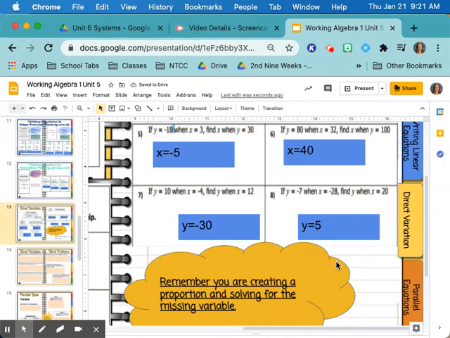Okay, your assignment, I'm going to pass it out. You are only doing 1 through 12, and then tomorrow we'll finish the notes, and then you'll finish the assignments.